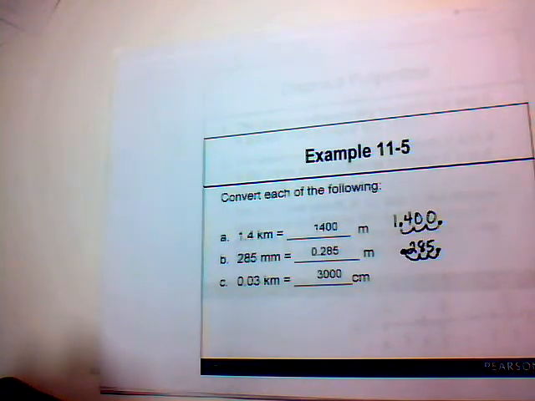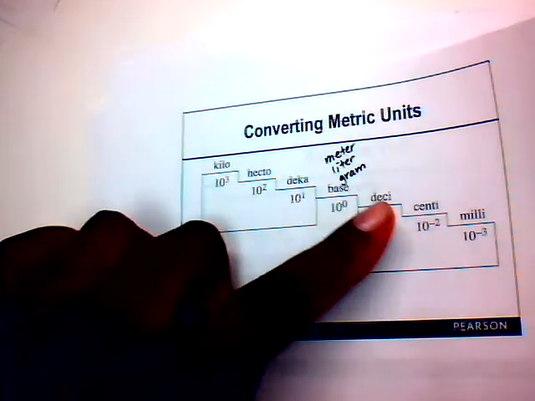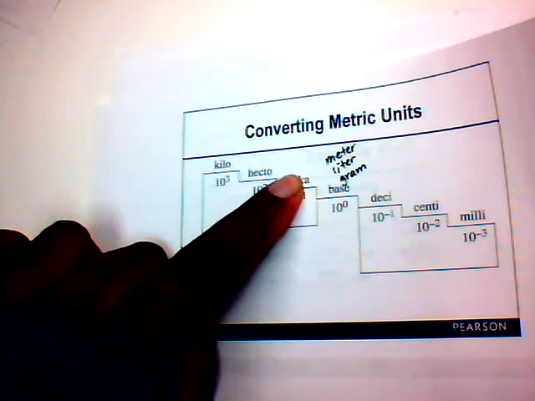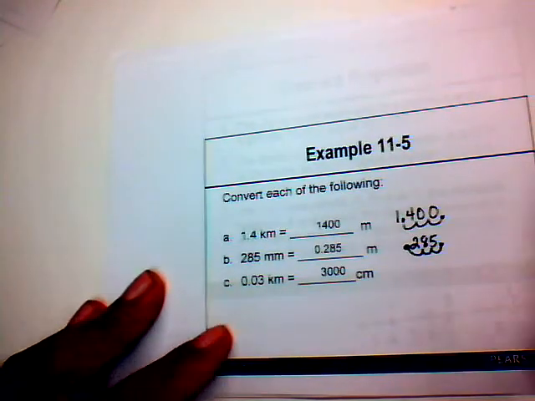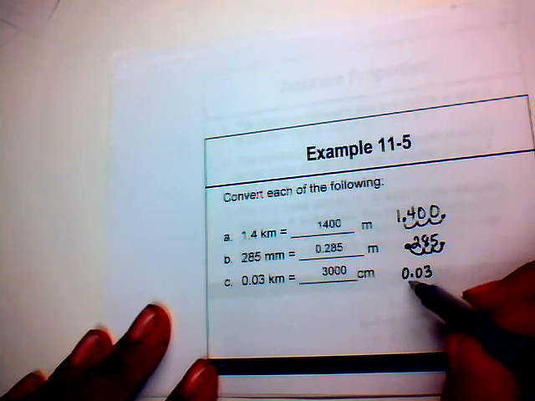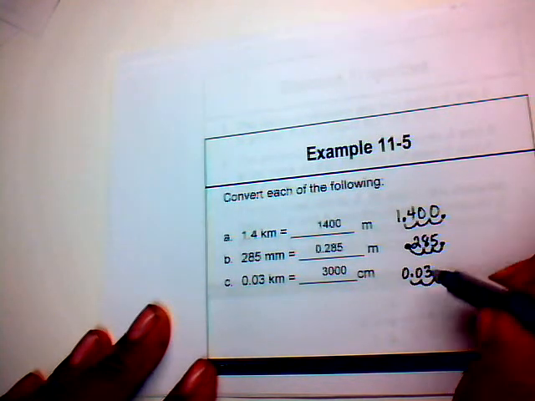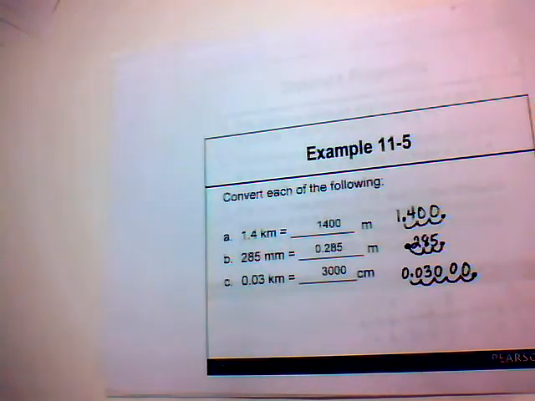Part C, 0.03 kilometers is equal to how many centimeters? Okay, we're going from kilometers all the way to centimeters. So from kilometers to centimeters, we need to go 1, 2, 3, 4, 5 places to the right. So in 0.03, we need to move this decimal point 1, 2, 3, 4, 5 places and add 3 zeros behind the 3. So 0.03 kilometers would be equivalent to 3,000 centimeters.